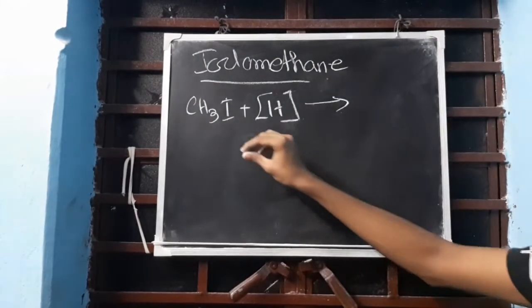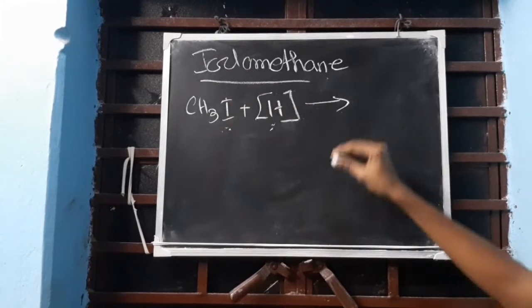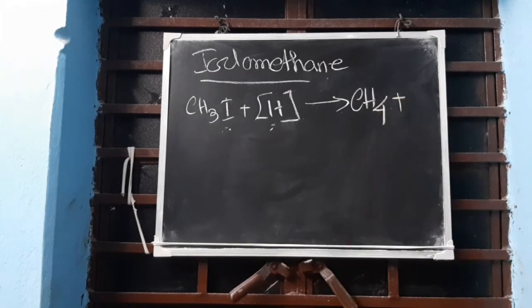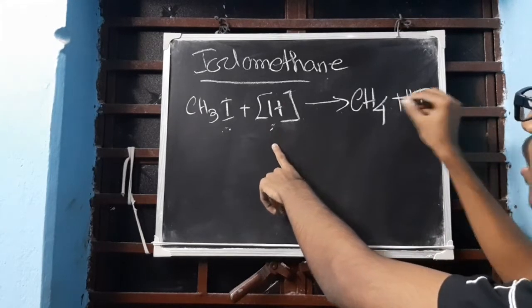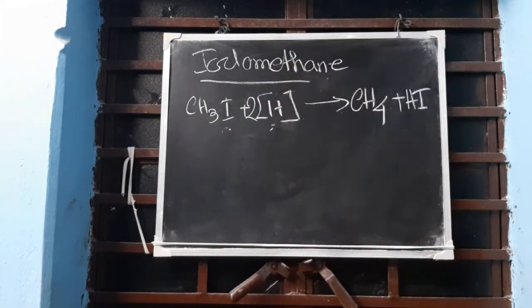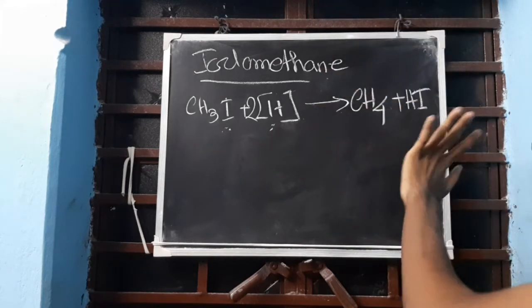Clear? So here what will happen is this will replace this from here. Clear? So it will become CH4 plus 1H is remaining over here, HI. Clear? It's basically two nascent hydrogen from one hydrogen molecule only. So these two nascent hydrogen will give you this respective gas that will be evolved out, and this is your compound.